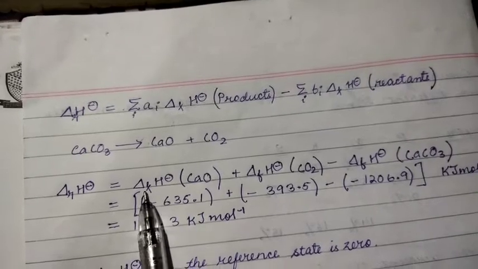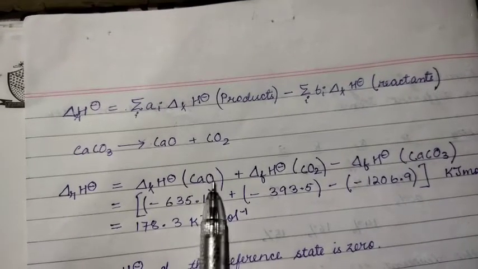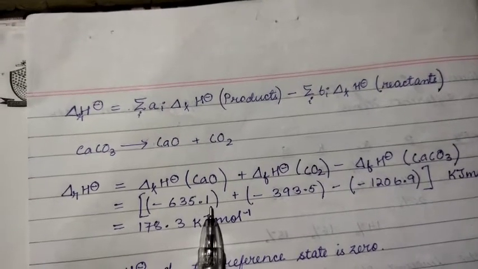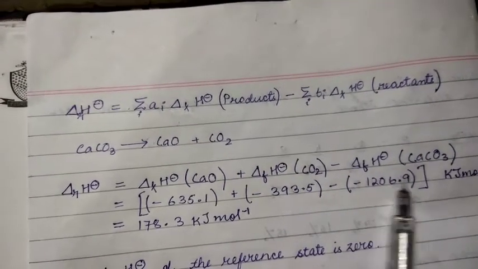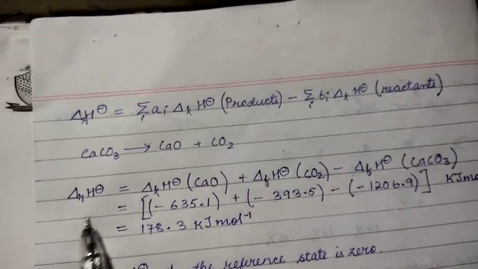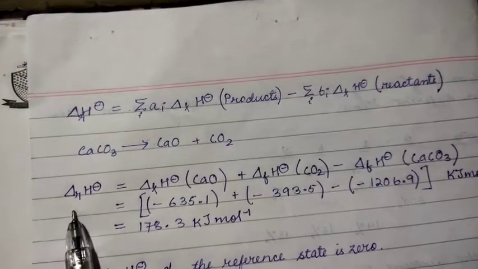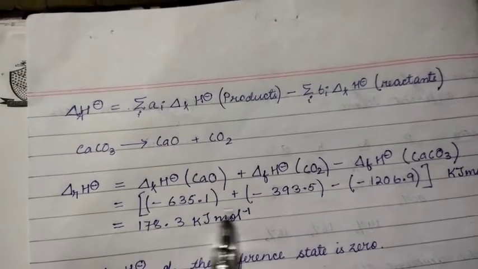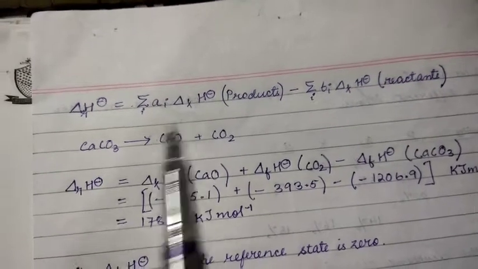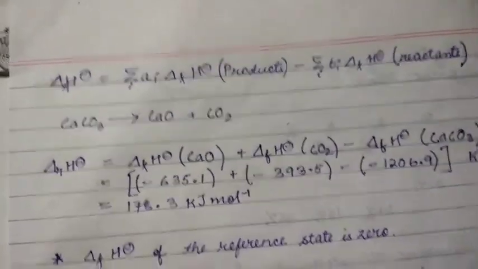Now the value of the change in enthalpy of calcium oxide is minus 635.1. One more important thing is that you don't have to remember the values. These will be provided in case you are asked to calculate the enthalpy for the reaction. Is it clear? So you don't have to remember this. This is just an example to show you what the enthalpy of reaction is.